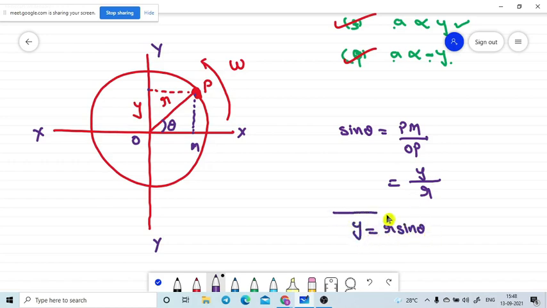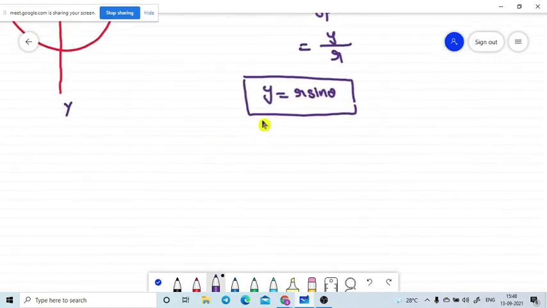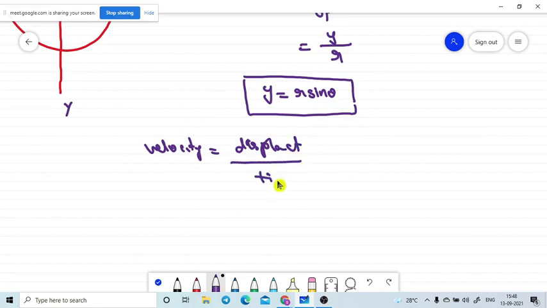This is the equation for the displacement of the particle in simple harmonic motion. So how can we define this one? So the simple harmonic motion. Let me introduce one more component here. We are very familiar with the linear velocity of the particle. Velocity is equal to displacement of the particle divided by time. This is the formula for the linear velocity of the particle.